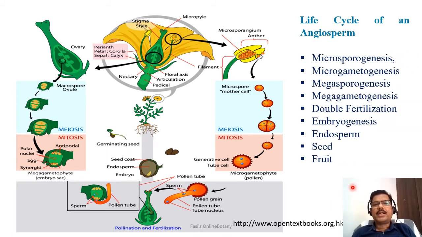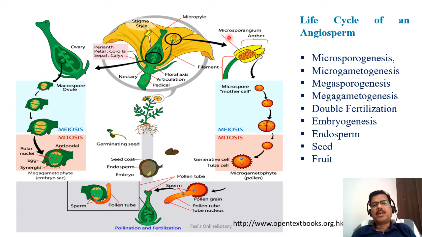This is the diagrammatic representation of the life cycle of an angiosperm, which includes the steps like microsporogenesis, microgametogenesis, megasporogenesis, megagametogenesis, double fertilization, then triple fusion, embryogenesis, endosperm development, seed formation, and fruit development. This is the sporophyte, which produces the flowers, flowers with anthers, that is the main reproductive structure, and this is the pistil.